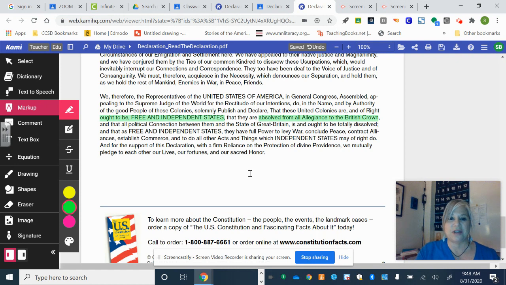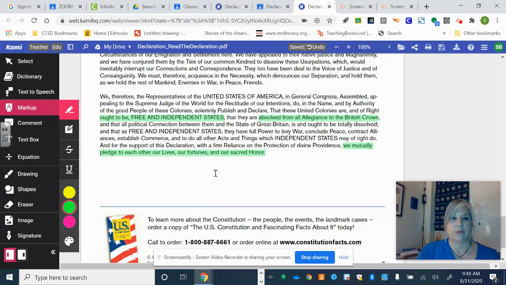And they're declaring this in an extremely strong way. And notice at the very end, the very last sentence, we mutually pledge to each other our lives, our fortunes, and our sacred honor. So they're all banding together. They're all in agreement. The people living in the colonies, this is what they want to do.